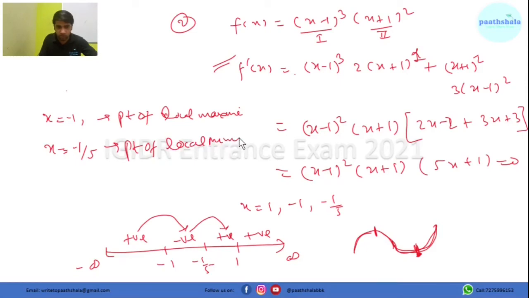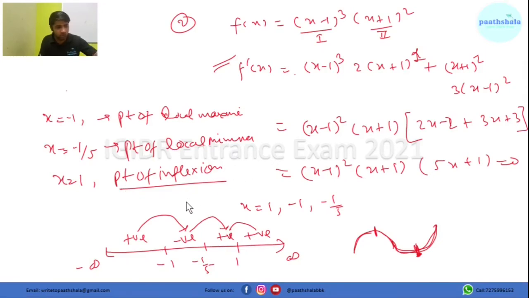Now let's take x equals to 1. Here it is moving from positive to positive. So in this situation, when it is moving from positive to positive, this will represent a point of inflection. Remember this one thing: if it is moving from positive to positive or negative to negative, it will be a point of inflection. So this is our answer. Let's move to the next question.